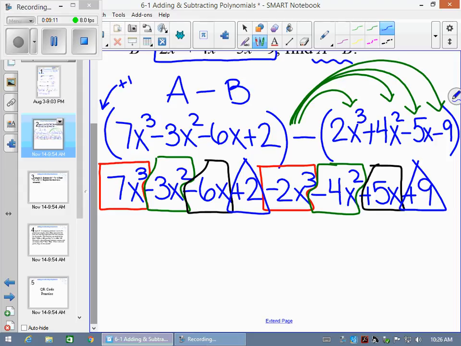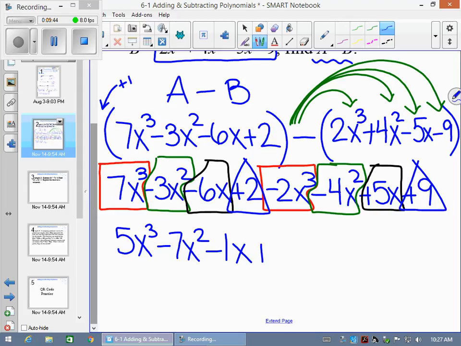So 7x to the third minus 2x to the third: 7 minus 2 gives me 5x to the third. Negative 3x to the second minus 4x to the second: what I'm doing there is taking negative 3 and combining it with negative 4 to give me negative 7x to the second. Then I have negative 6x and positive 5x. Negative 6 plus 5 is negative 1x. Positive 2 plus 9 would give me positive 11.